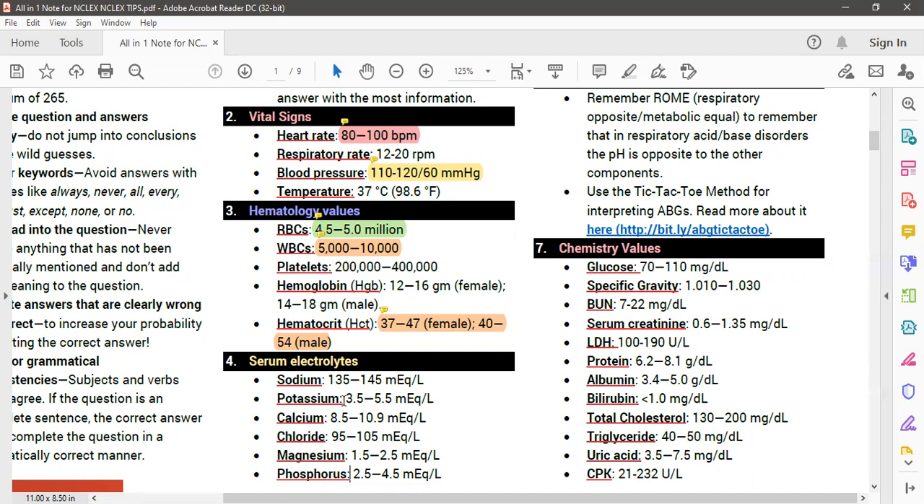The potassium, if less than 3.5, we call hypokalemia. If more than 5.5, we call hyperkalemia.